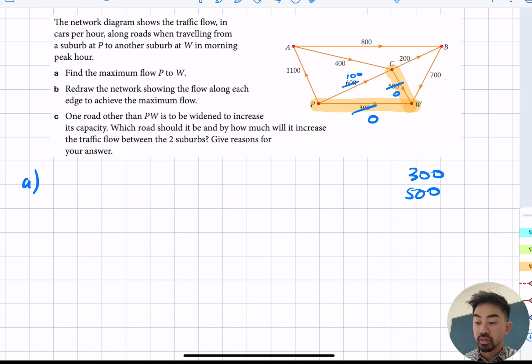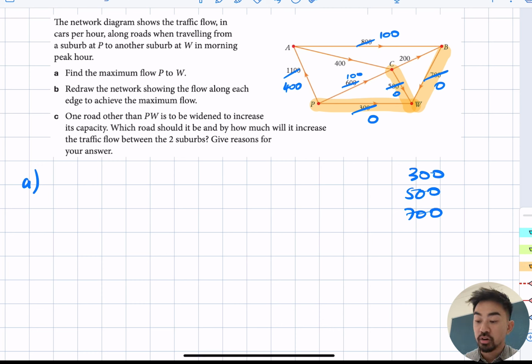So where else can I go? I can go up here. What's the smallest number there? That's 700, so write that down. Subtract away 700, so 100, and 1100 minus 700 is 400. And once again, I highlight the edge which is 0.